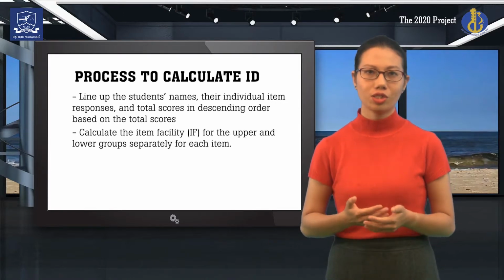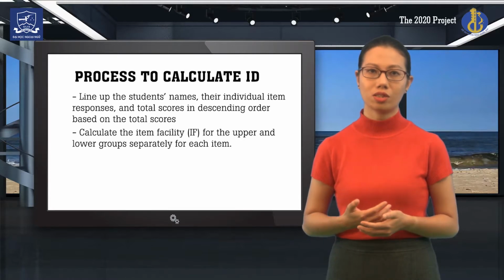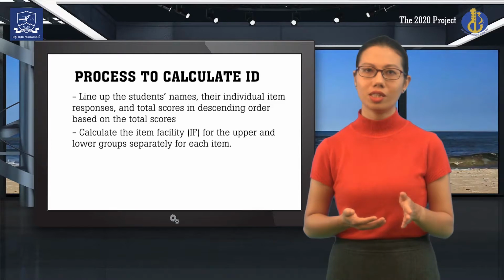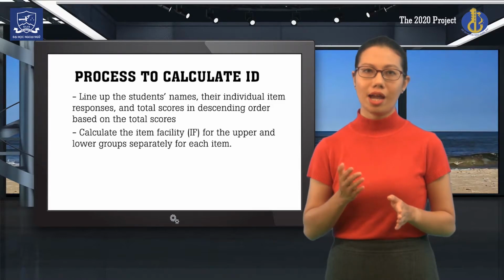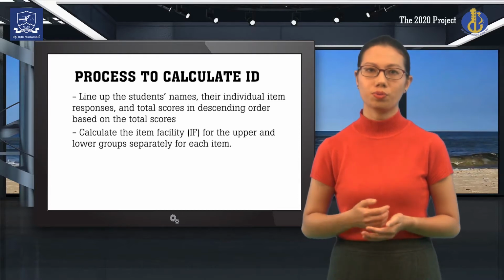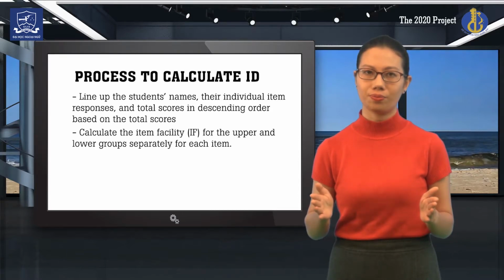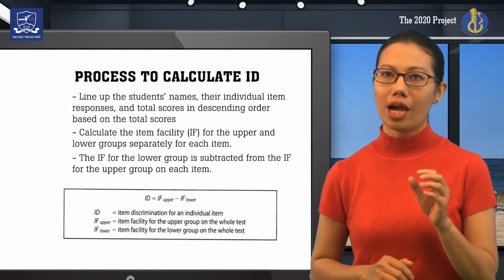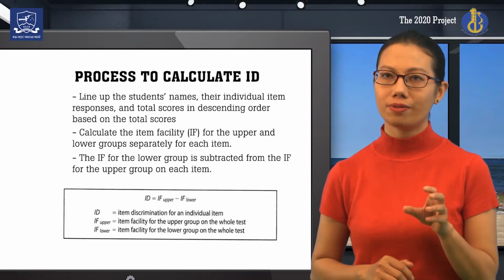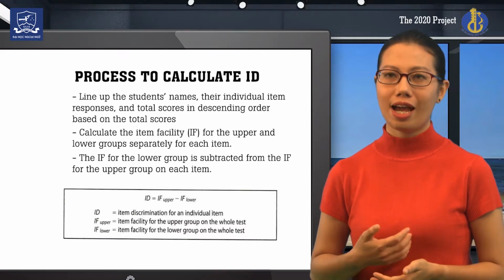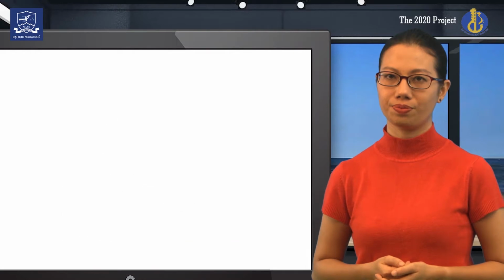Once the data are sorted into groups of students, calculation of the discrimination indexes is easy. To do this, calculate the item facility, the same IF discussed before, for the upper and lower groups separately for each item. Finally, to calculate the ID index, the IF for the lower group is subtracted from the IF for the upper group on each item, as in the equation on the screen.